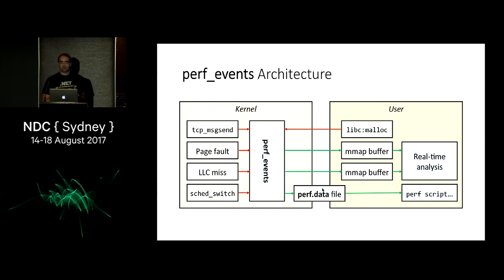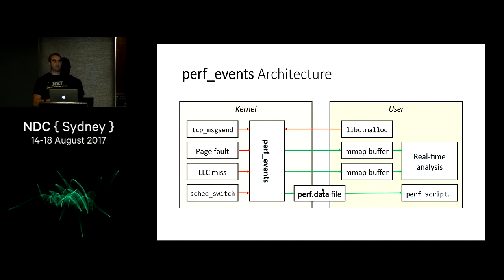So for example, here on the left, you have some kernel events like page faults, cache misses, context switches, a bunch of different things happening. And you can also have some events in user space. For example, memory allocations in a C application. So all these events, if you enable them, go into the perf events mechanism in the kernel, which writes them out to a file or a shared memory buffer.